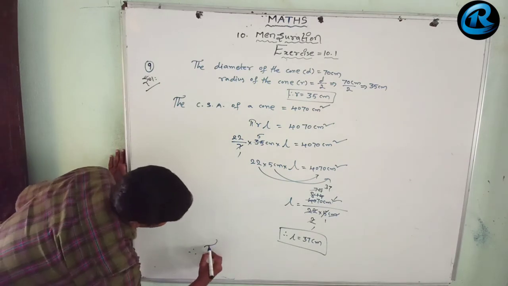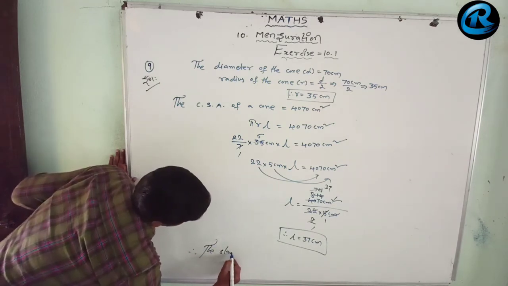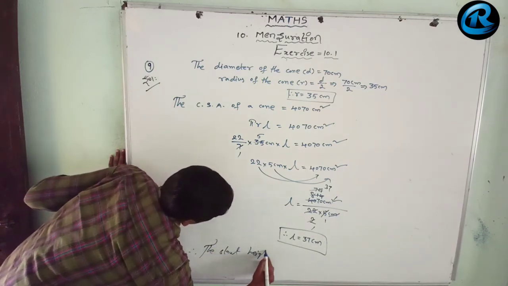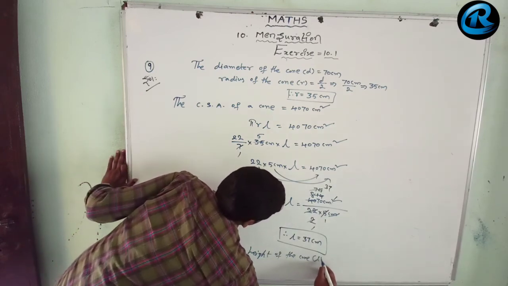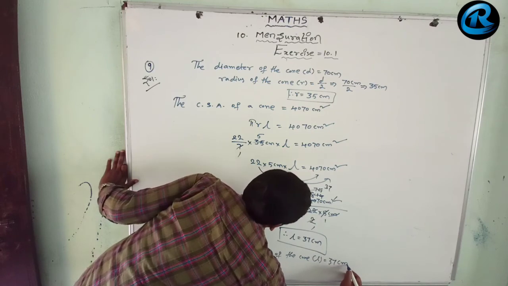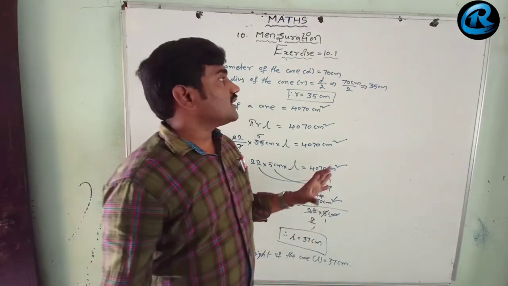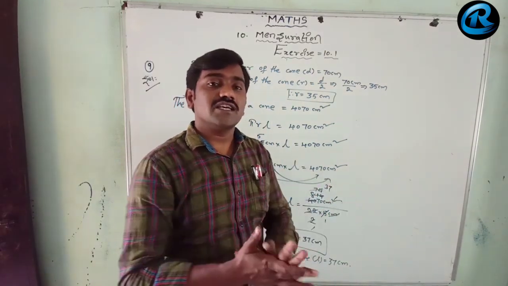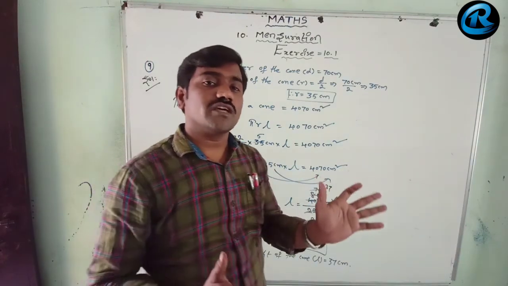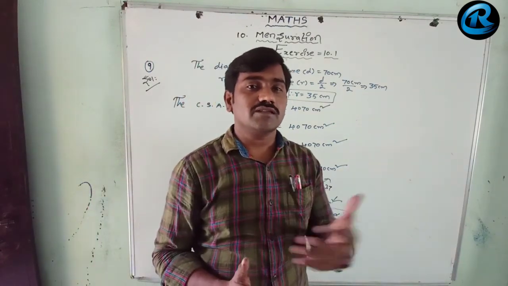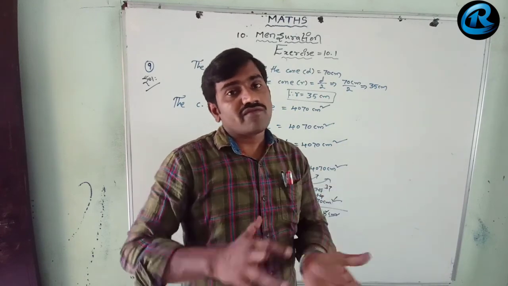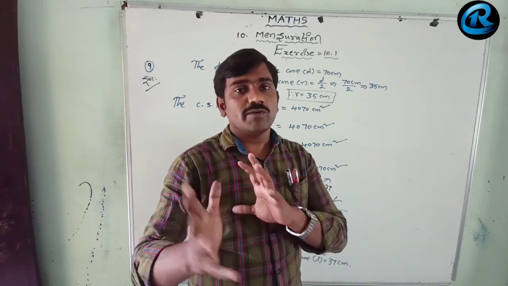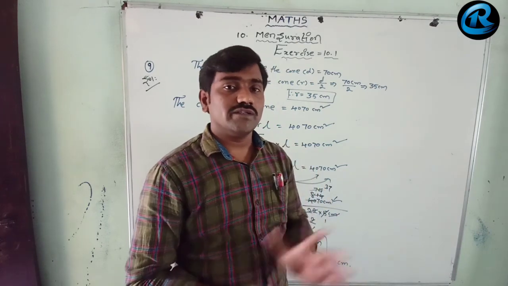Therefore the slant height of the cone, l equal to 37 centimeters. I hope you understood this exercise clearly. In this exercise we got all kinds of problems like curved surface area, total surface area, lateral surface area and volumes. But from the next exercise we get only a special kind of problems, that we will learn in the next video. Thank you children.